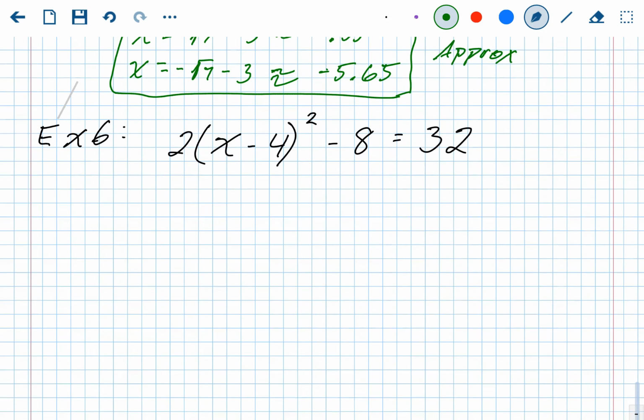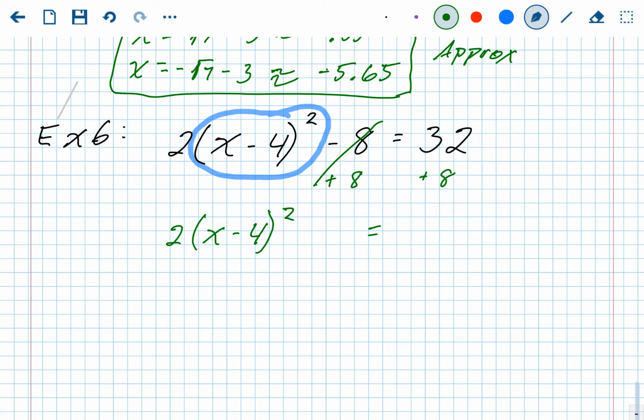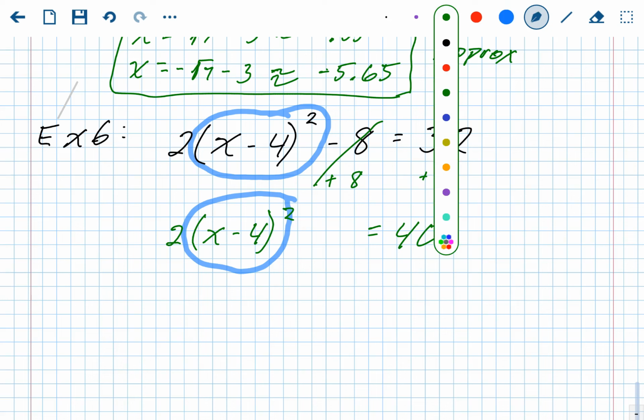Alright, I think this is the last one. Yep. Same thing, this one's going to be the longest one. Always last. We need to isolate the squared part. Start furthest away, so we're going to have to add 8 to both sides. Leaves behind 2 times x minus 4 squared equals 40. Step 1's not done yet. We're not isolated. It could be a quarantine joke. Divide by 2 on both sides.